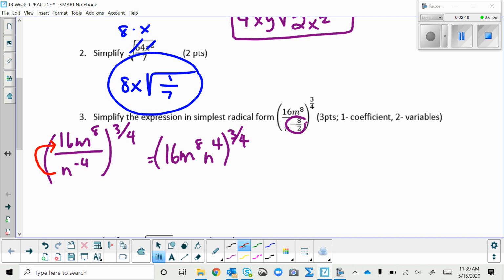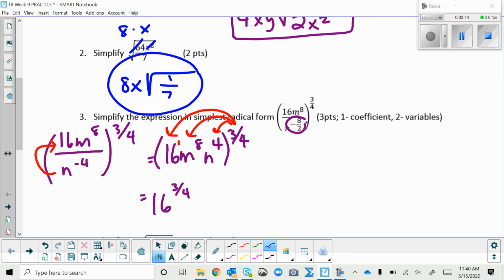Then I distribute, quote unquote, the 3/4 to all of the powers inside. So 16 has a power of 1, m has a power of 8, and n has a power of 4. So what am I going to do with those powers? I'm going to multiply them. So 16 has a power of 1. 1 times 3/4 is 3/4.